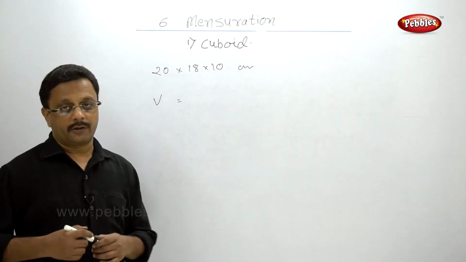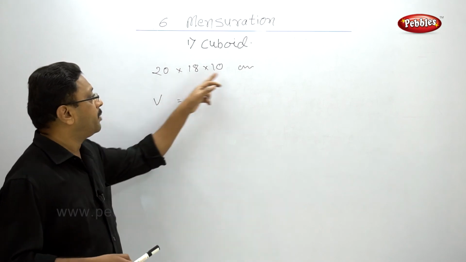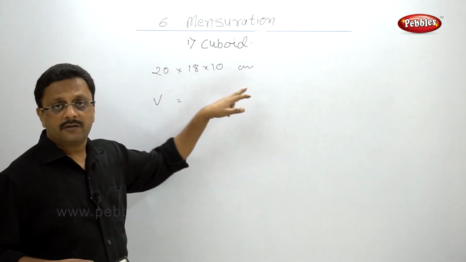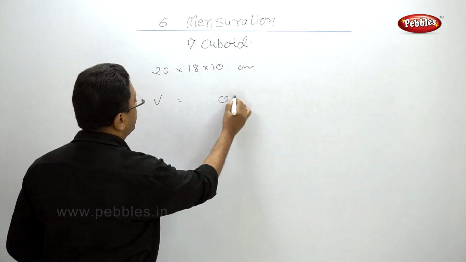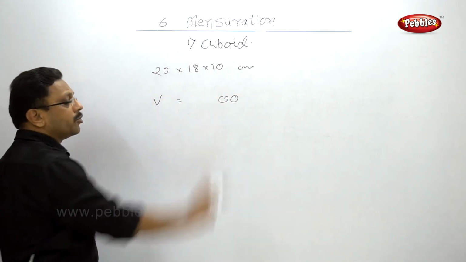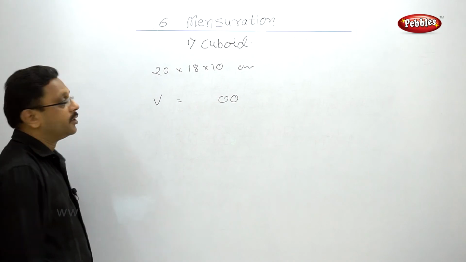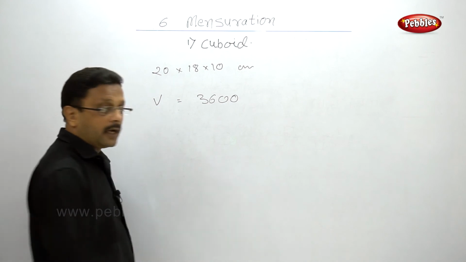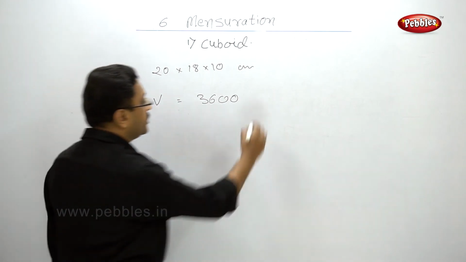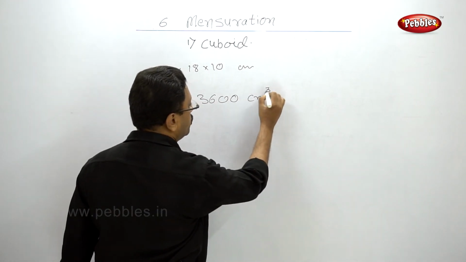Now how will you do it? Will you multiply 18 this? No, very simple. 2 zeros are there, so simply 2 zeros. This one need not be considered because 0 is removed. 18 into 2, 36, and what is the unit? It is centimeter cube.